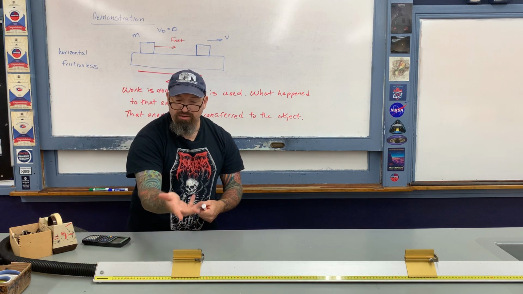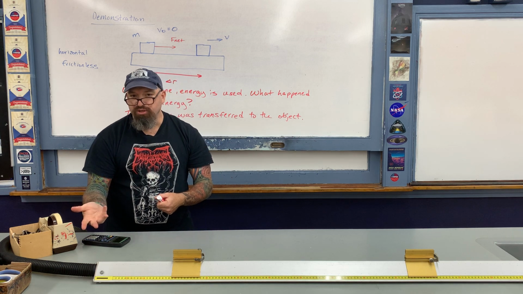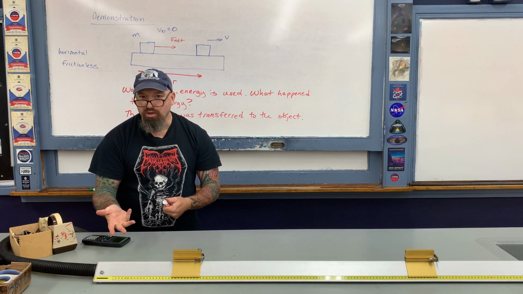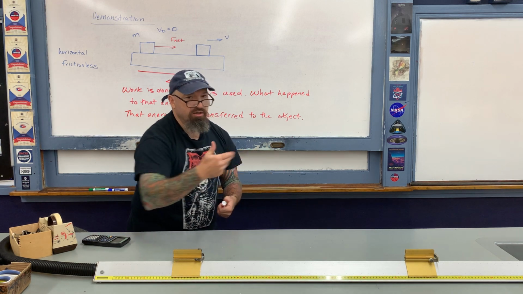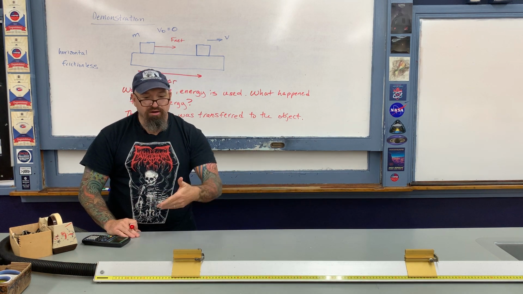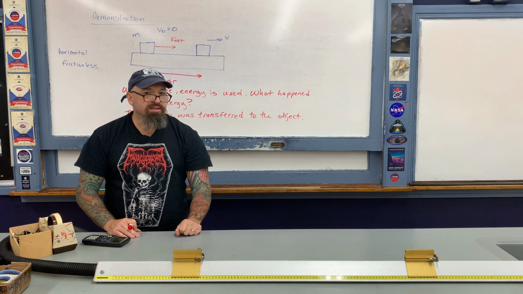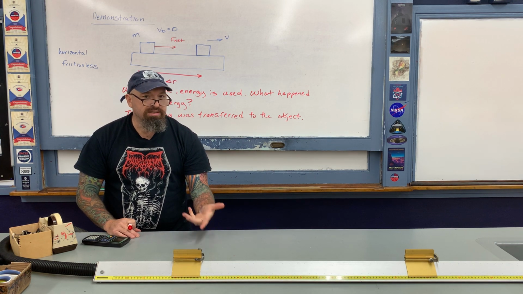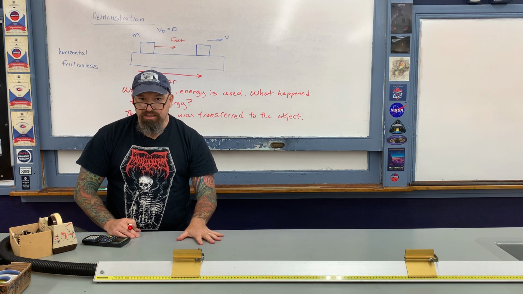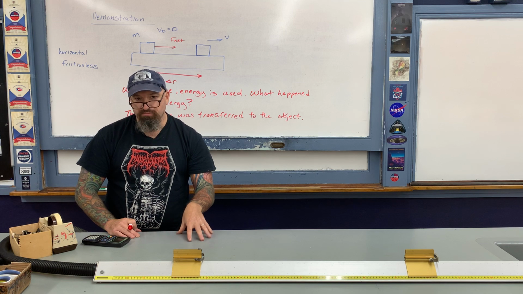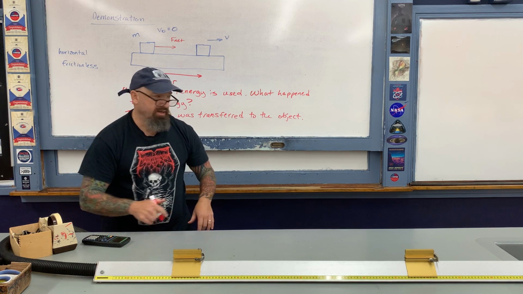But how do we know that this cart contains energy? Well, a moving object has the ability to do work on something else. In other words, this cart here had the ability to do work on the second cart. Therefore, this first cart must have contained energy. This is the simplest form that energy takes. It's the energy associated with motion, and it's called kinetic energy. A moving object must contain energy because a moving object can do work on something else.